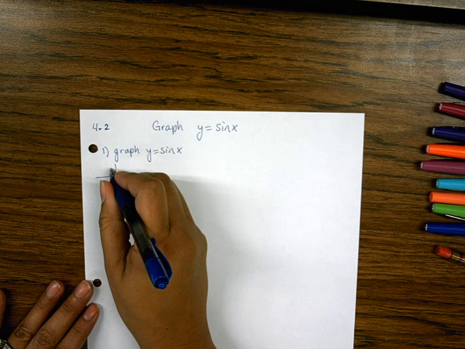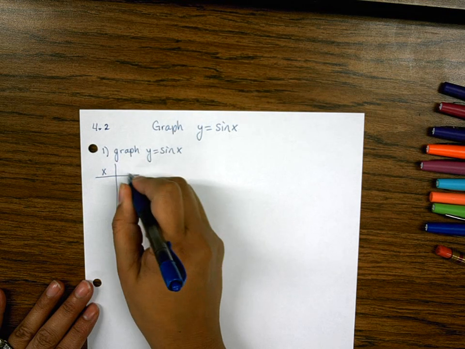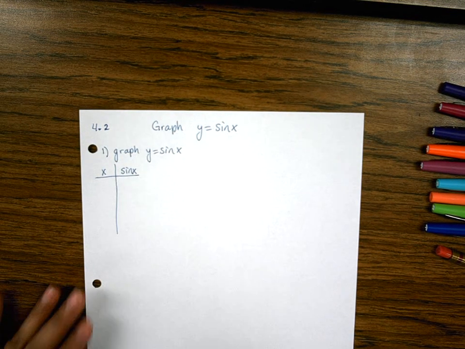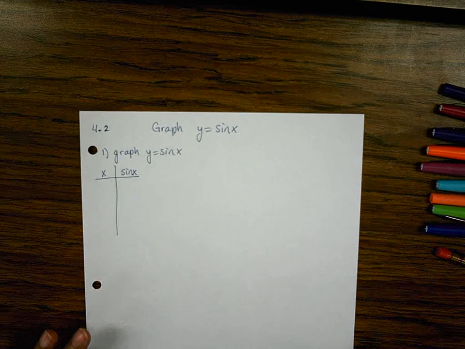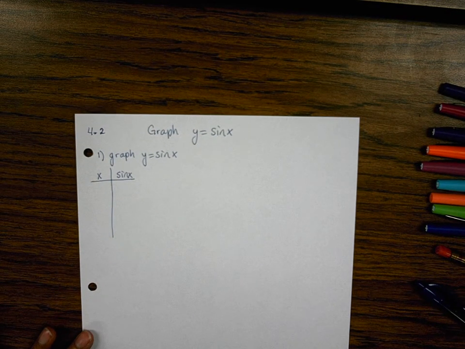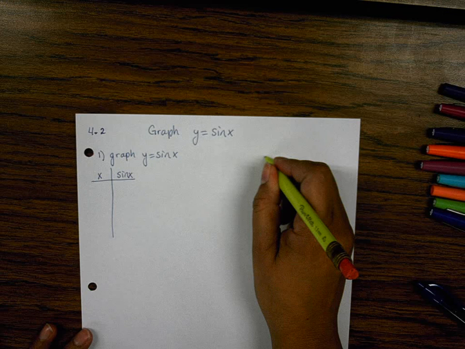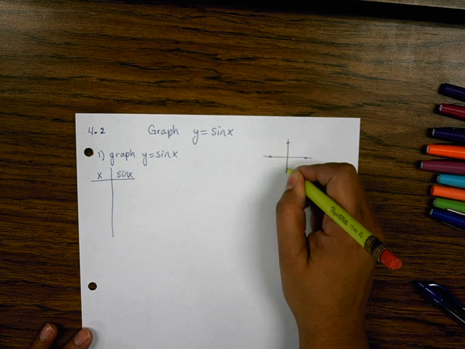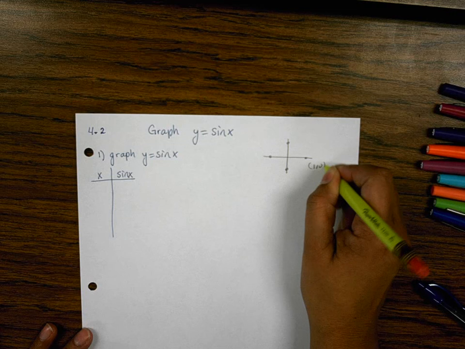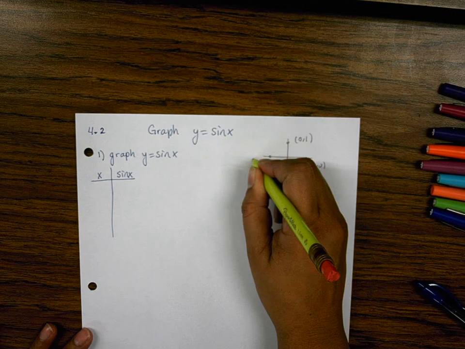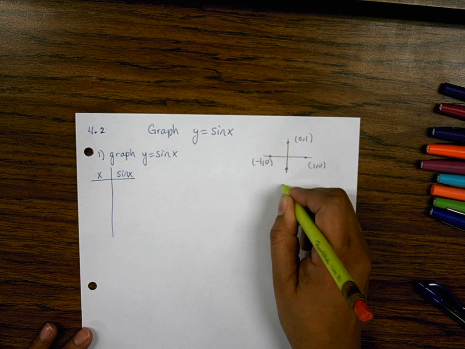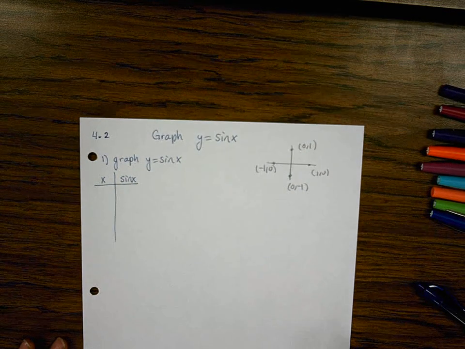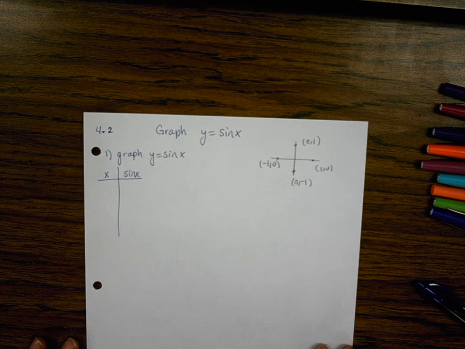We are going to make a t-chart to do this. This is x, this is y, and instead of y I'm going to put sine of x because that is what y is. And over here in this little corner I'm going to draw the quadrantals. This is 1, 0, 0, 1, negative 1, 0, and 0, negative 1. Alright, so that's going to help us get our sine graph out.